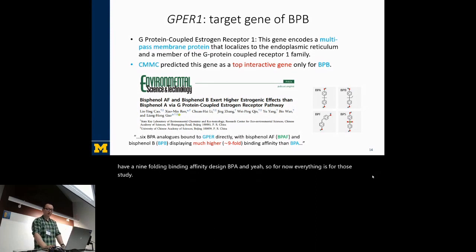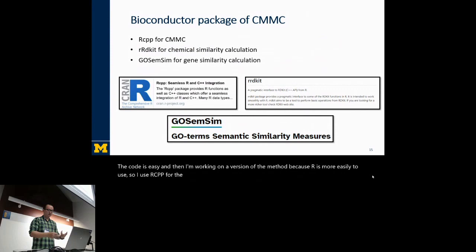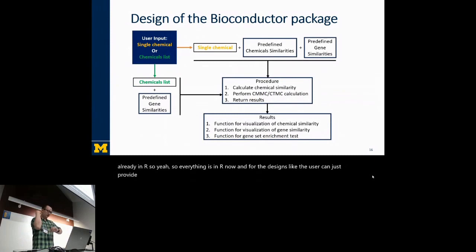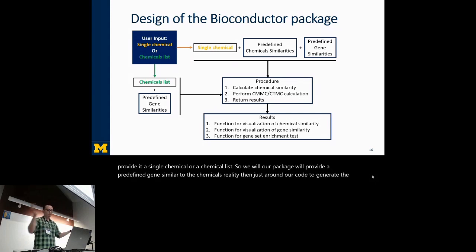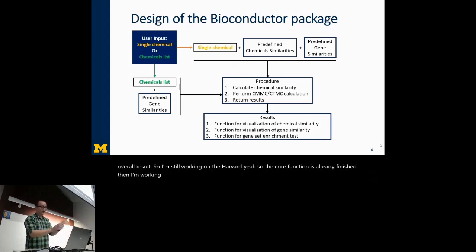The code is in C++, and I'm working on an R version of the method, because R is easier to use. So I use Rcpp for the CMMC, and there is an RDKit version, and the GOSemSim assembly is already in R. So everything is in R now. For the design, the user can just provide a single chemical or a chemical list. Our package will provide a predefined gene similarity and chemical similarity. Then just run R code to generate the overall result. I'm still working on the R version. The core function is already finished, and I'm working on the functions for validation of the results.